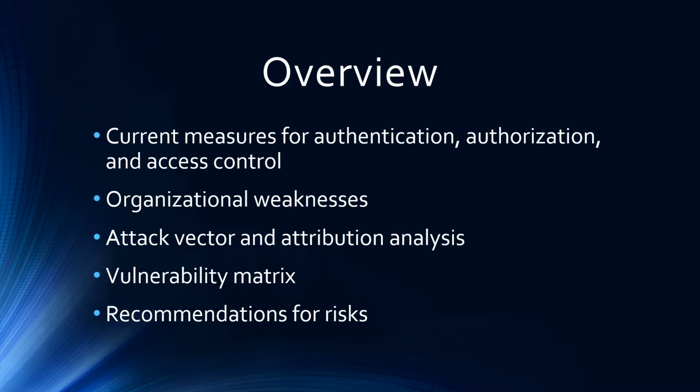To start, current measures in place for systems authentication, authorization, and access control are discussed. Secondly, any organizational weaknesses will be discussed. Then I will briefly discuss the attack vectors and attribution analysis and vulnerability matrix. Finally, I will share recommendations for addressing the risks found.